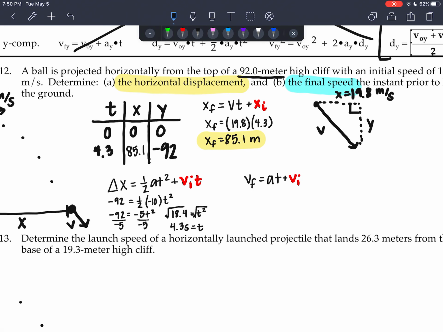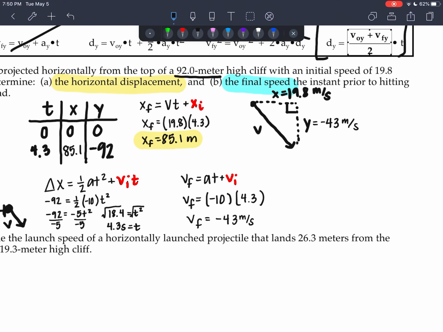So I'm going to plug in my known values. I don't know my final velocity, but I know that vertically my acceleration is negative 10, and I know that the time right before it hits the ground is 4.3. So when I multiply those two values, I end up getting negative 43 meters per second. This is the y component of my velocity.